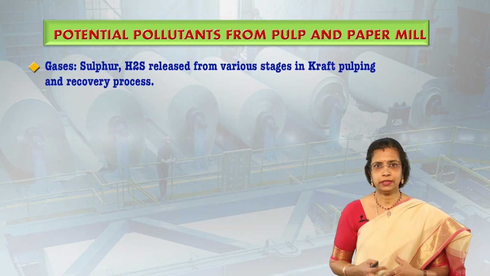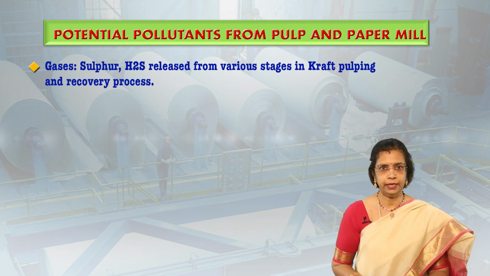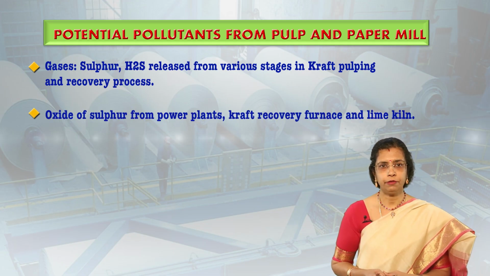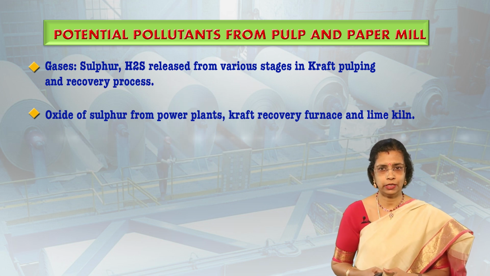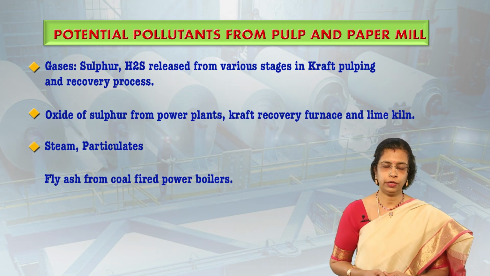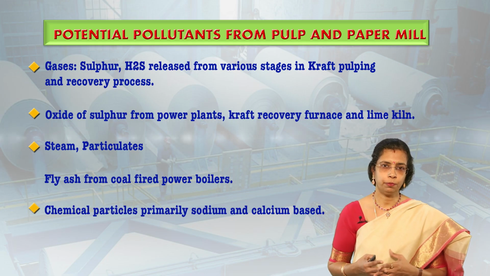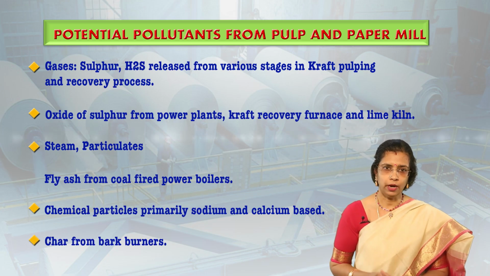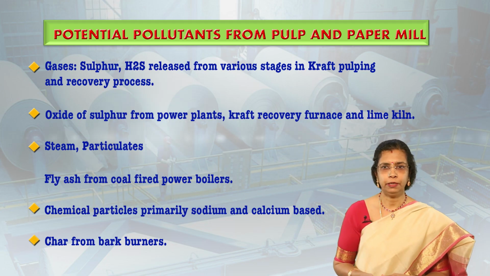Gases, primarily sulfur and hydrogen sulfide, are released from various stages in the kraft pulping and also in the recovery processes. Oxides of sulfur come from the power plants, the kraft recovery furnace and the lime kiln. So these oxides, basically of sulfur, are also recovered. Then we have the steam and the particulate material. Fly ash is also given out from the coal fired power boilers. And then the chemical particles primarily consist of sodium and calcium containing compounds, and also char from the bark burners. So these are some of the pollutants which are generated from the industry.